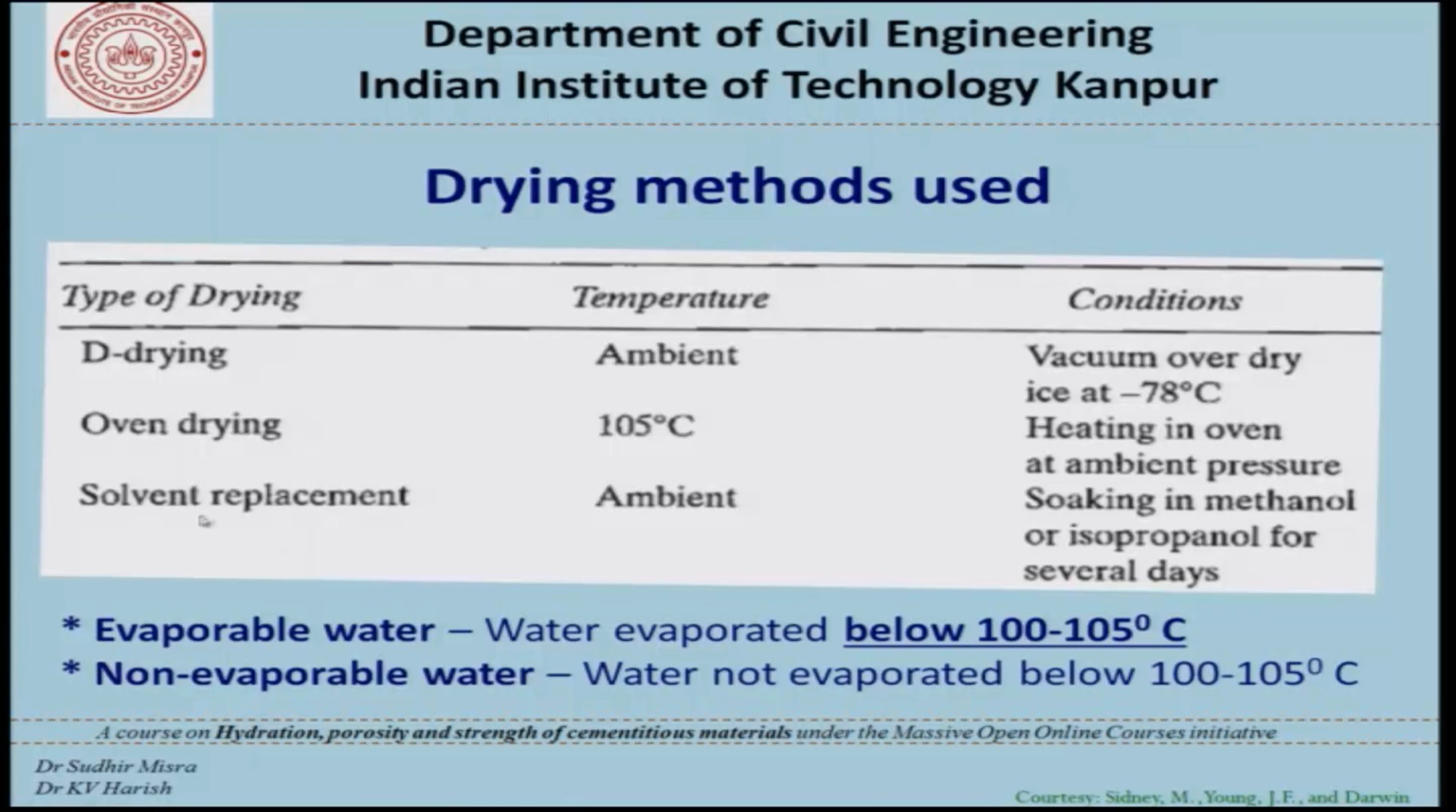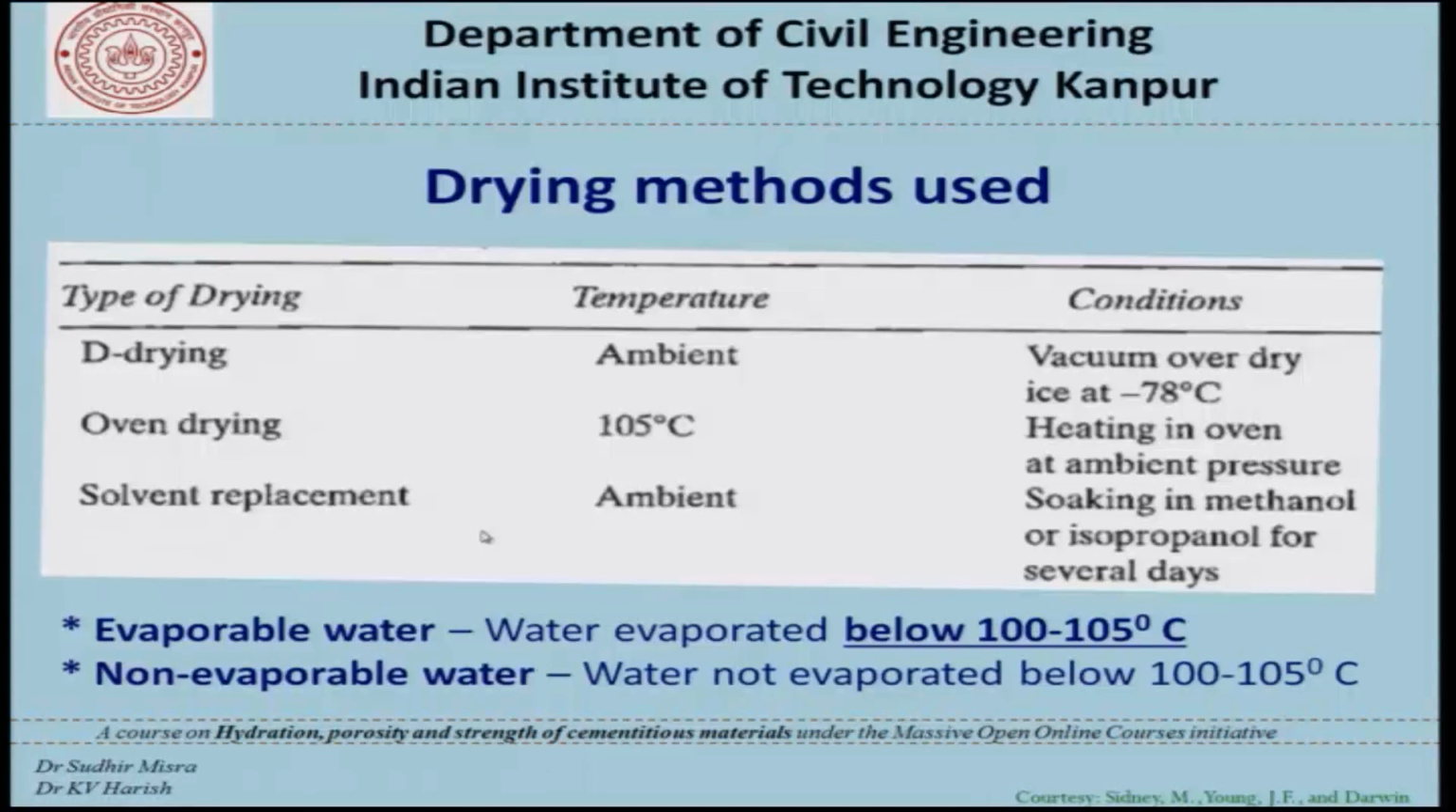You can also dry a sample by solvent replacement, which is also done at ambient temperature, and for that you typically use special chemicals like methanol or isopropanol. Okay, and these are the normal drying methods that are used.